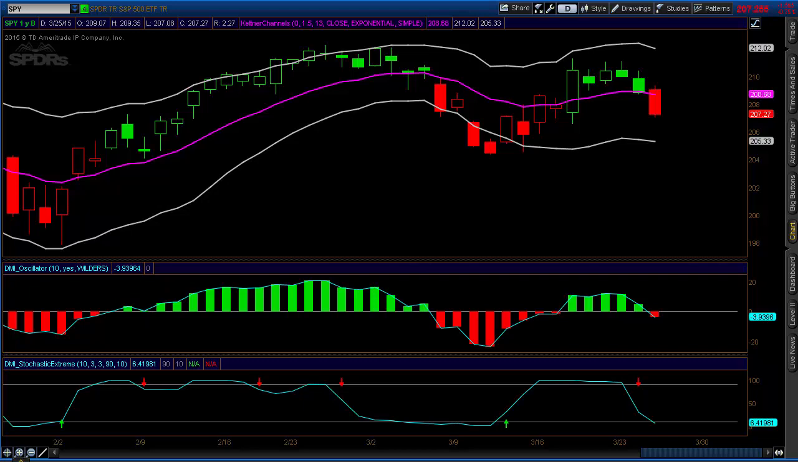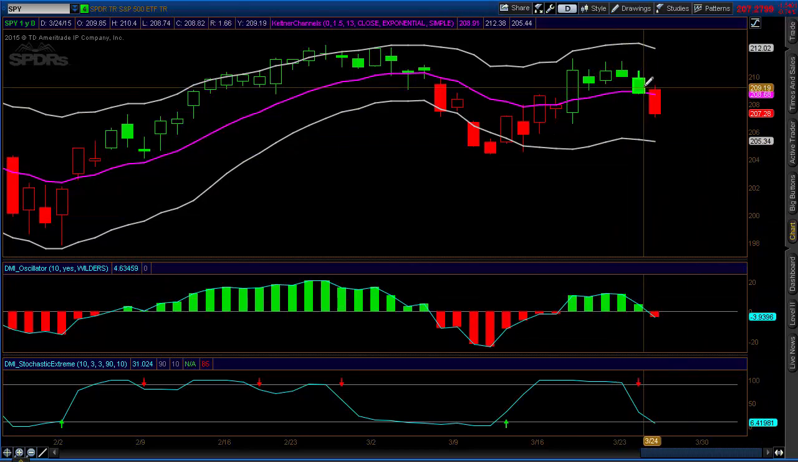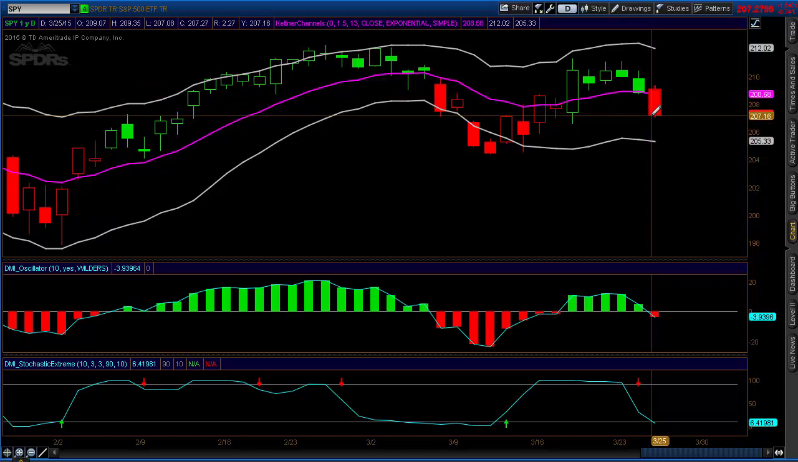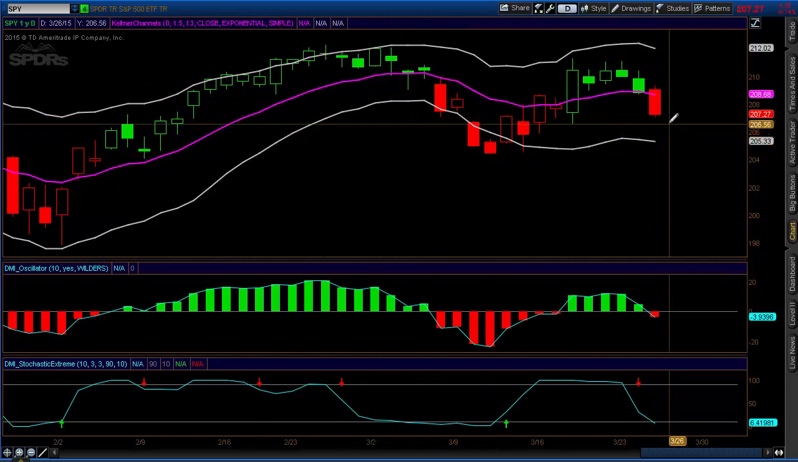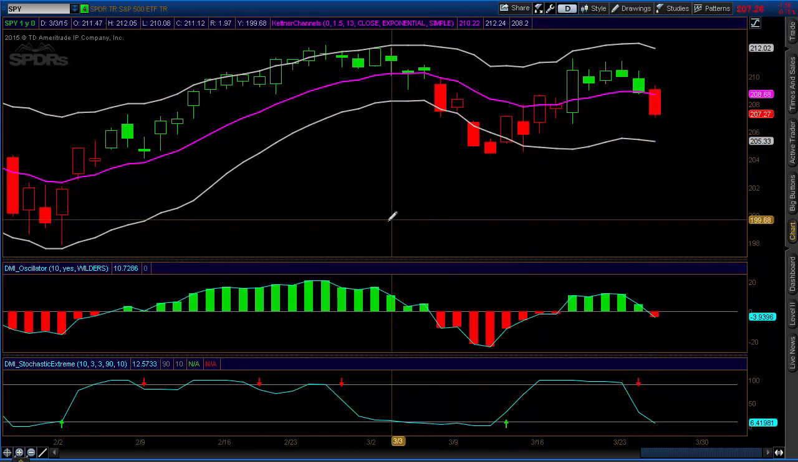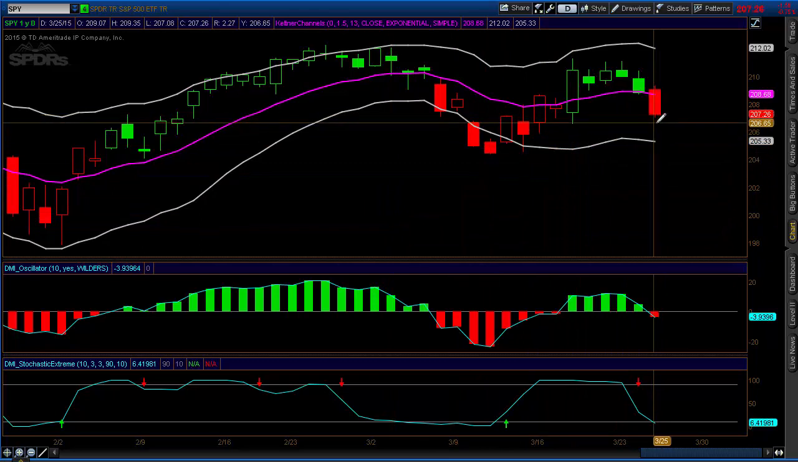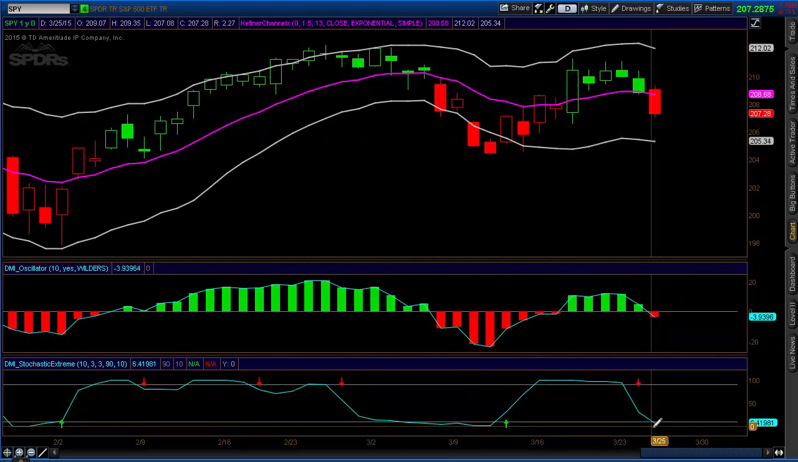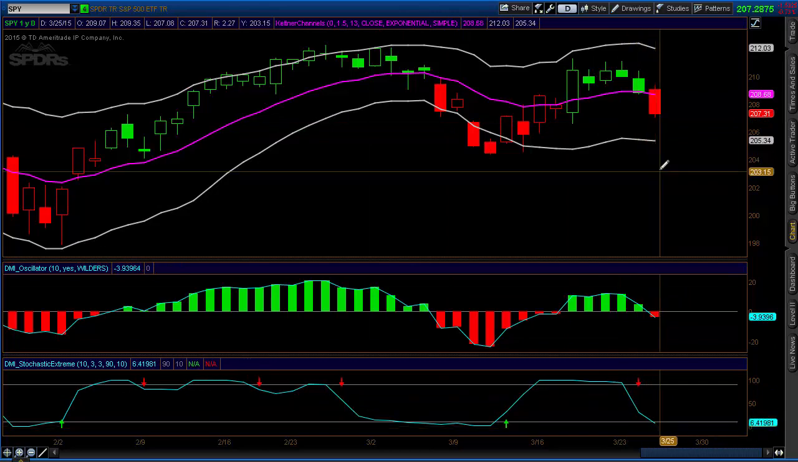So real quick, it's about noon. We're going into the lunch hour, and the market's really starting to pull back here. It's nothing super detrimental. I don't have the moving averages on here, but we're running pretty close to the 50-day moving average, and we're actually getting oversold on a short-term basis.